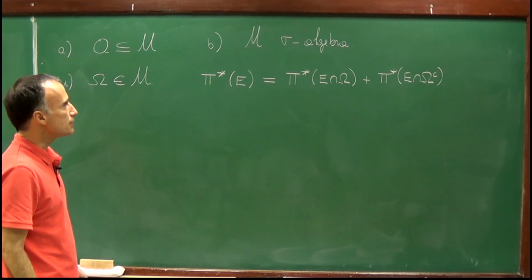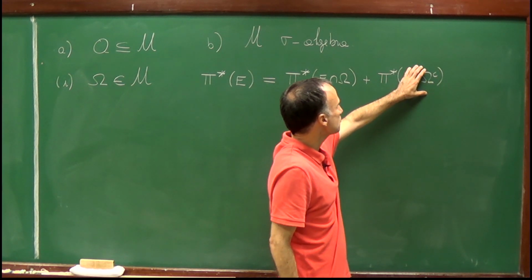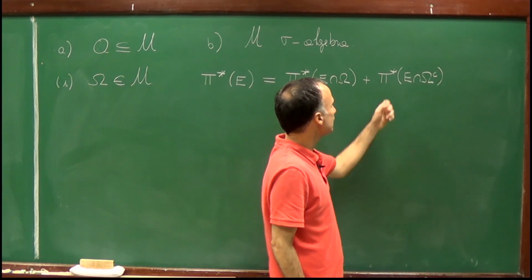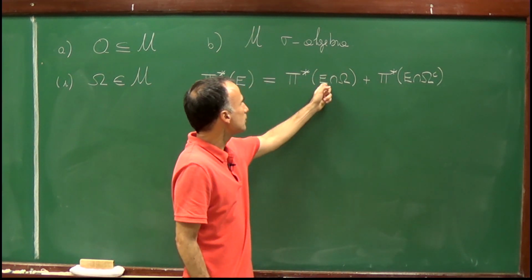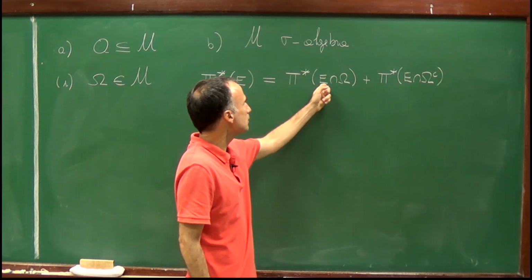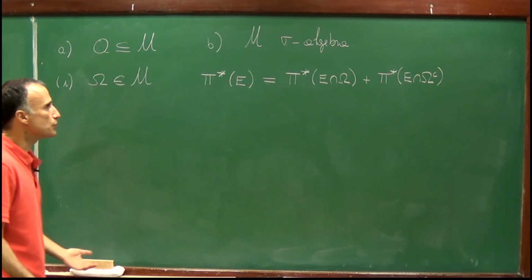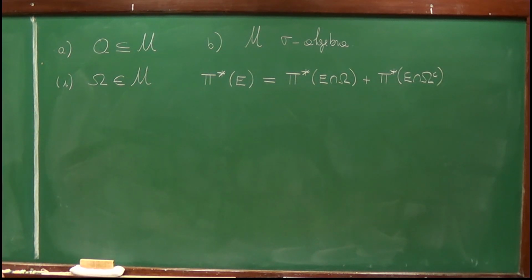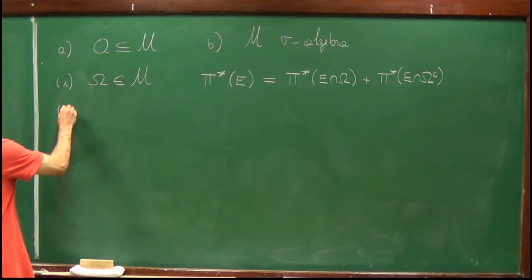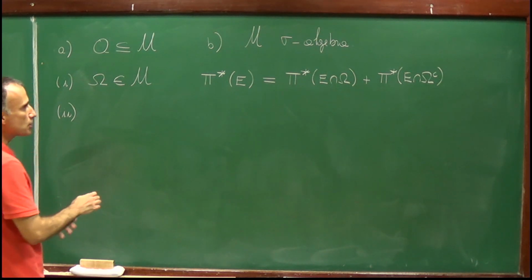Well, this identity is clear because omega complement is the empty set. So this expression is just equal to the empty set, and we have seen that P star of the empty set is 0, while here we have E intersection omega, which is E. And therefore we get that P star of E is equal to P star of E, which is a tautology. And therefore omega belongs to the set M, so omega is measurable.